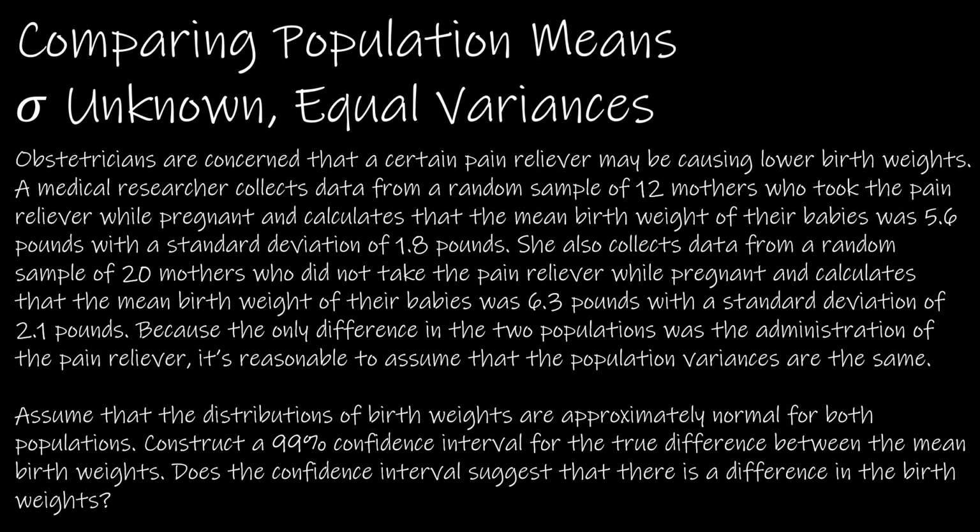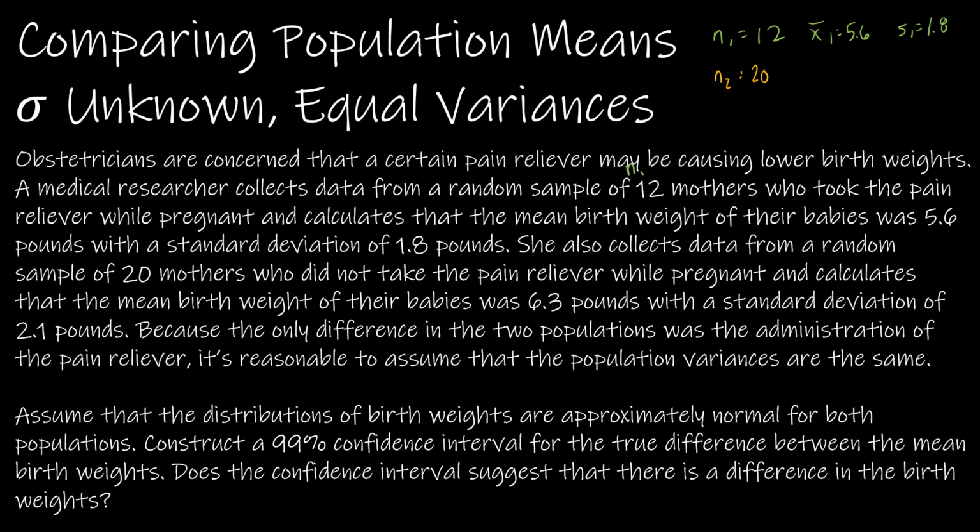Obstetricians are concerned that a certain pain reliever may be causing lower birth weights. A medical researcher collects data from a random sample of 12 mothers. So again, we're just going to label as we go through. N1 is 12. Who took the pain reliever while pregnant and calculates the mean birth weight of babies was 5.6 pounds. So that's mean, 5.6 pounds. With a standard deviation of 1.8 pounds. She also collects data from a random sample of 20 mothers who did not take the pain reliever, so N2 is 20.